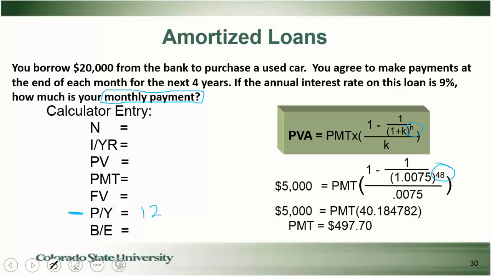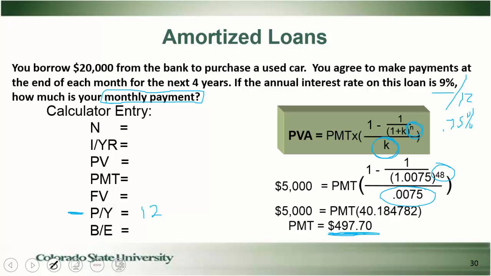In this case, 48. What we have to make sure in the equation, if you're using the equation, is that K is always in per period terms. So you can see here we're not using 9%. We're using 0.75% in decimal format, and that's because 9% per year divided by 12 is 0.75%. So we have to use a per period interest rate and a per period N to get the correct answer here of 497.70.